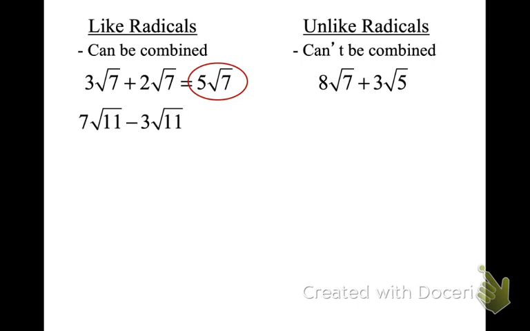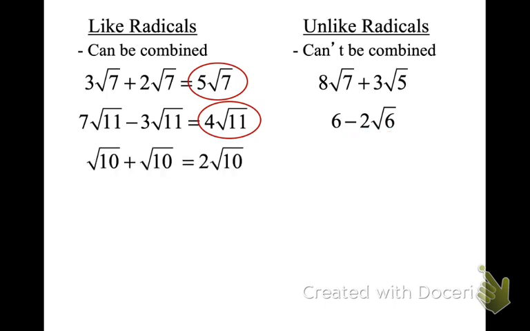We can do 7 rad 11 minus 3 rad 11 is 4 rad 11, but we cannot do this. This is a non-radical with a radical expression. Make sure you're looking at that. We can't subtract 6 minus 2 because 6 is not a like term. This is one term right here. Okay? 1 rad 10 plus 1 rad 10 makes 2 rad 10. But 1 rad 5 and 5 rad 2, again, the radicals are not the same, so we can't add them.